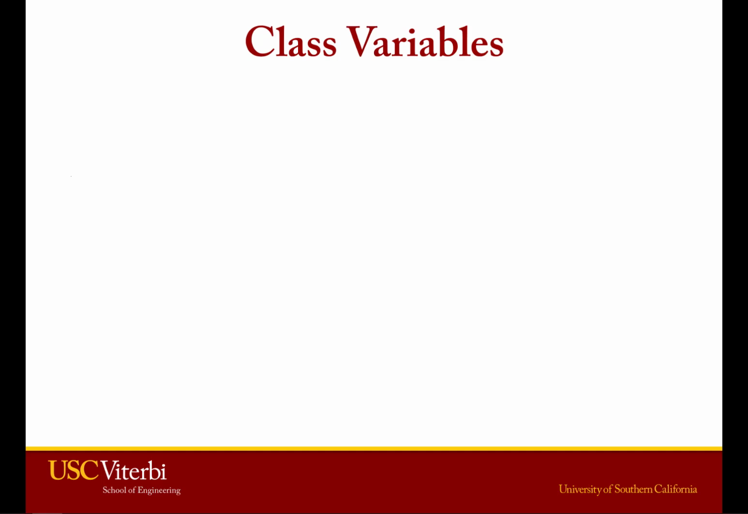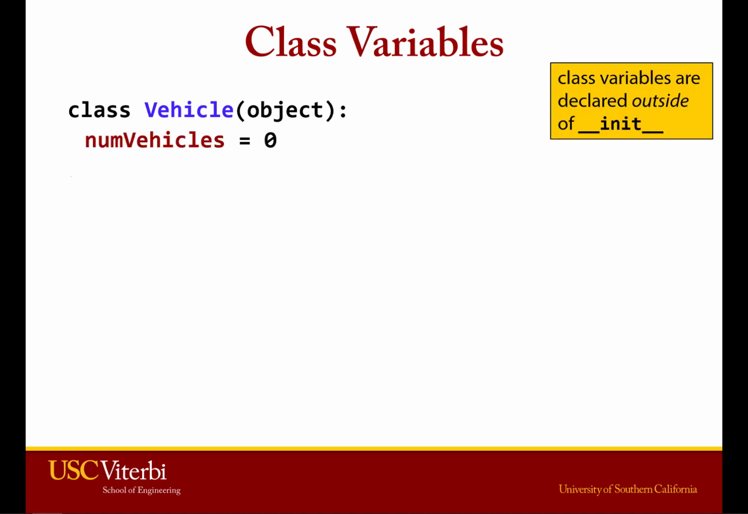So let's look at what that actually would look like. Okay, so we're building our class vehicle. Now, we say num vehicles equals 0. So notice what happened. This is outside of the init, outside of the constructor. The constructor is not there. And there's no self dot. So that's the two first distinctions to note. No self dot, and we're not inside the constructor.